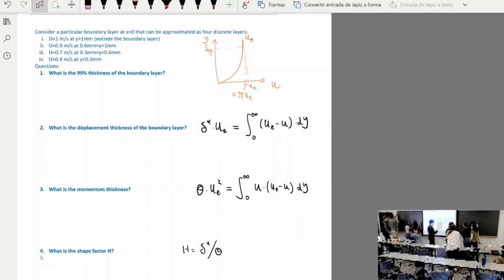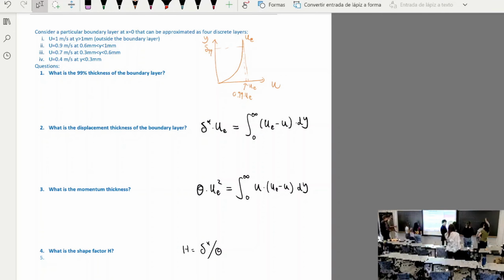So if you draw the profile, at what y would the velocity first reach 0.99 times 1 meter per second? 1 millimeter, that's right. If you draw it, because we are looking at stairs, when you are below 1 millimeter, you're always at 0.9 meters per second, and the moment you reach 1 millimeter, you are reaching above 0.99 meters per second. Okay.